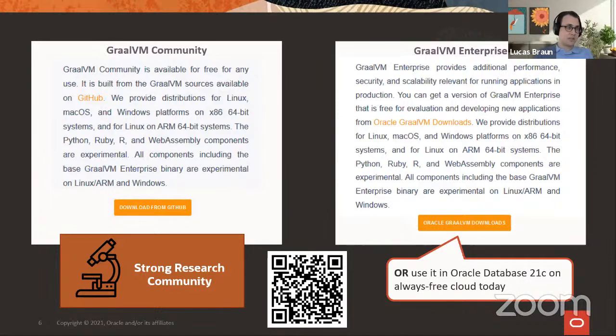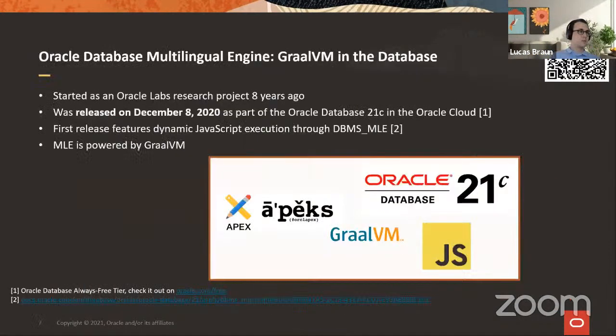And the multilingual engine is available already today in the Oracle database 21C. So if you use, let's say, Oracle database in the always free cloud tier, you have it for free already today, enterprise quality GraalVM. And that kind of closes the loop on GraalVM.